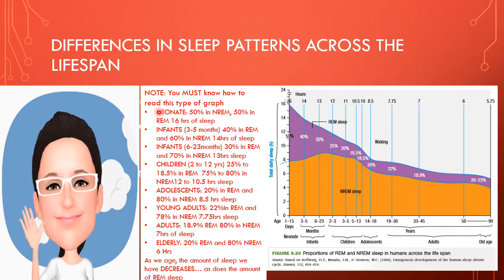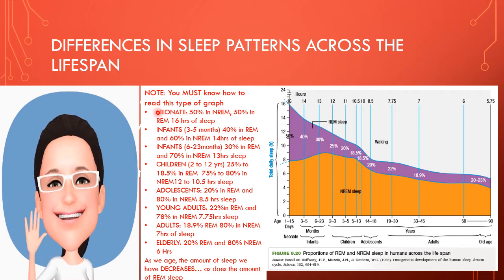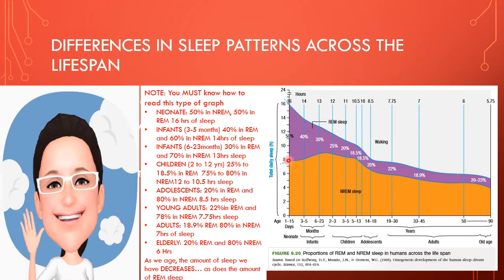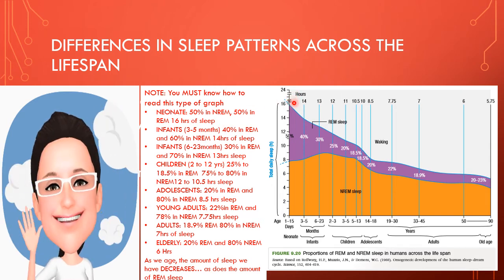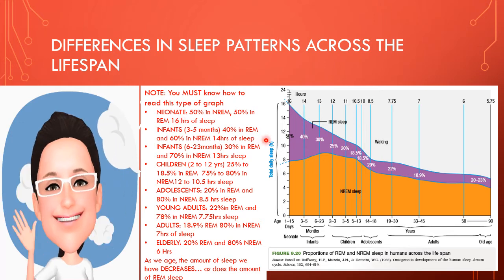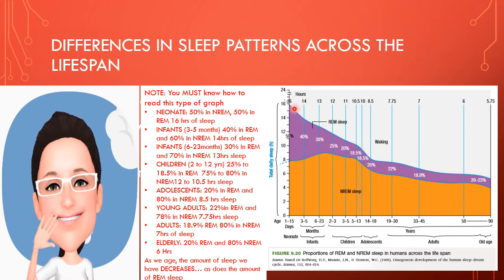So for a neonate, and a neonate is an infant 1 to 15 days old, right? You spend 50% of your sleeping time in REM and 50% in NREM, and you get 16 hours of sleep. So when I say 50% and 50%, it's not your whole day, it's just 50% of your sleep.